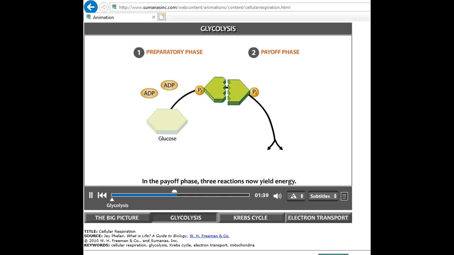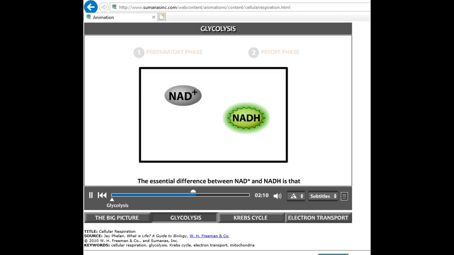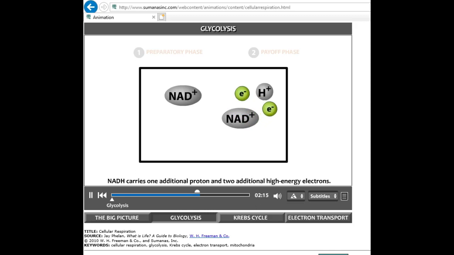In the payoff phase, 3 reactions now yield energy. In one reaction, each of the halves from glucose is attached to a high-energy phosphate group, and each donates high-energy electrons, along with protons, also called hydrogen ions, to electron carriers called NAD+. The resulting NADH molecules are high-energy electron carriers that are used later in cellular respiration for an even greater energy payoff. The essential difference between NAD+ and NADH is that NADH carries 1 additional proton and 2 additional high-energy electrons.